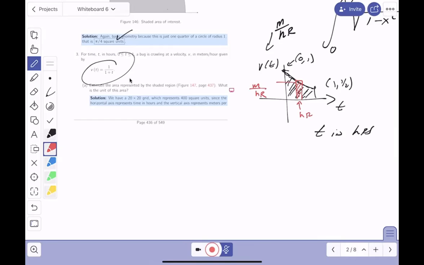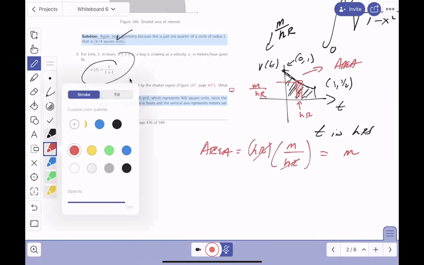Right. So if you were to do the area of that rectangle I'm putting over there, the unit would be hours on the bottom. And what's the unit on top? It would be meters per hour. What I notice about that, hours cancel off and I'm left with meters. So the area here, which may sound strange to you, is in meters.